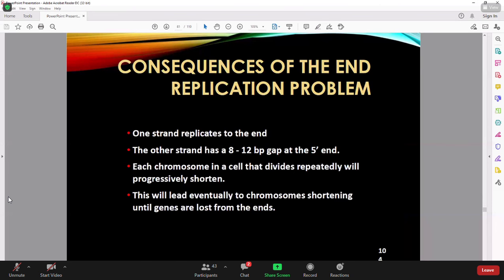Okay, cumulative replication problem. This one is the consequence of the end replication problem.